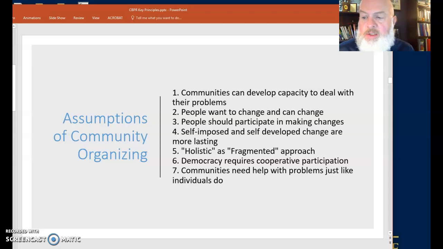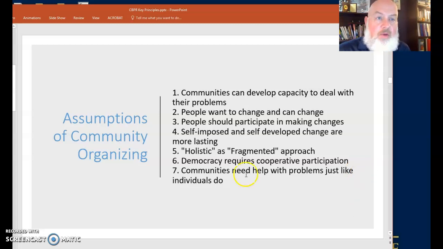What we want to look at are the various approaches and some of the assumptions they have here: people should be dealing with the problems that they have in their own communities. People do and want to change. People should participate in the changes that need to be made on a community level. And these self-imposed and self-developed changes are more lasting.